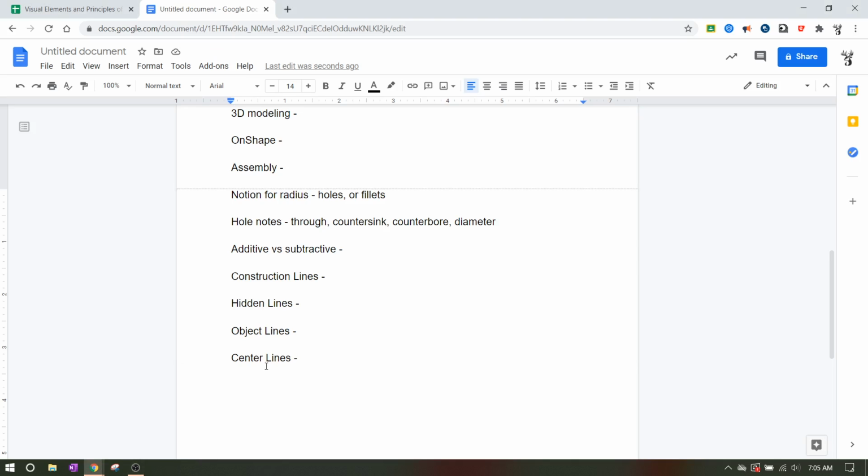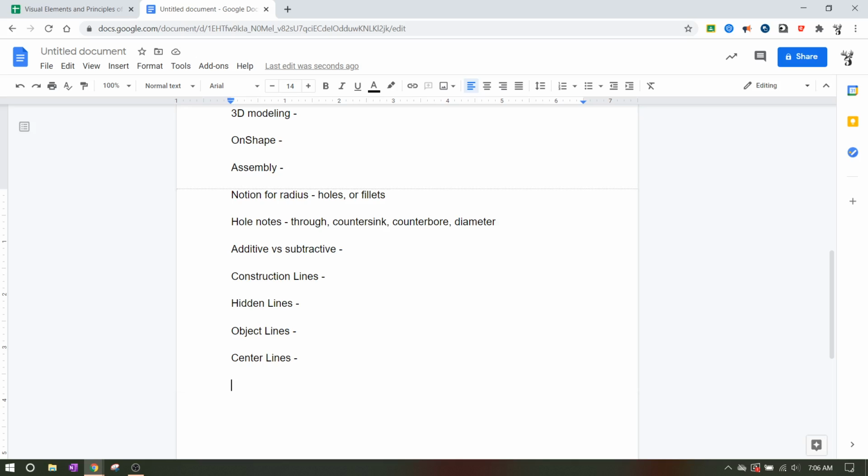What other kind of lines do we have? Center lines, object lines, hidden lines, construction lines. I think I'm missing one. If it pops up here, I'll come back to it just in case, but we're just going to keep going down.